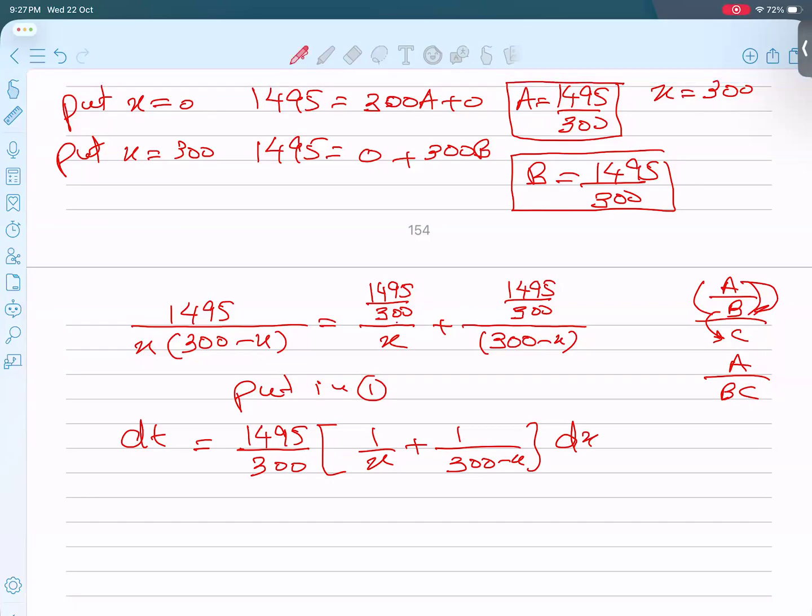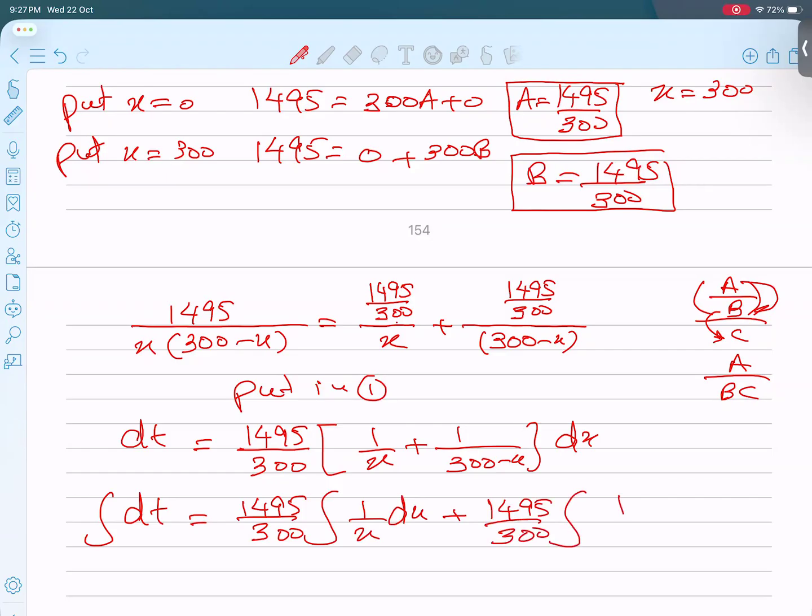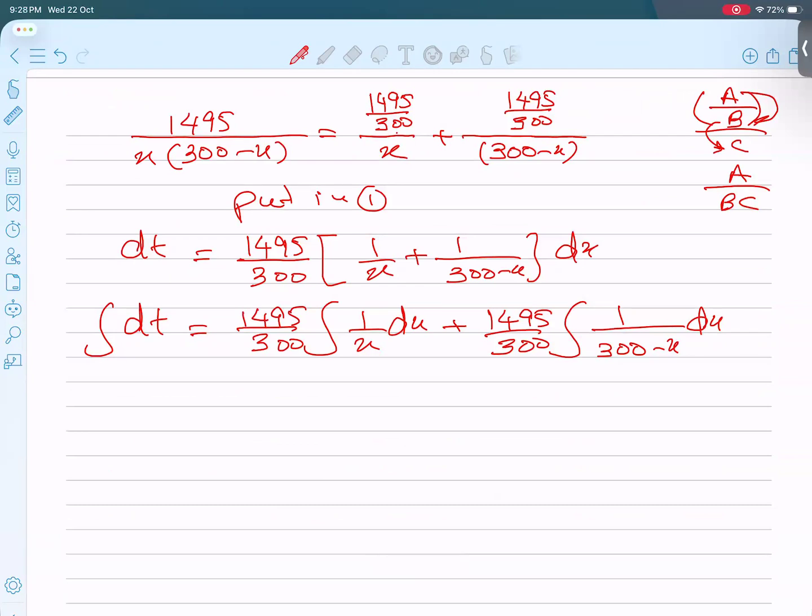Next step, dt here, and 1495 over 300 sine of integral 1 over x dx. Separate: 1495 by 300 and integral sine 1 over 300 minus x. Why have I separated? There is some reason behind it. So have a look, please. What is the basic formula we have?